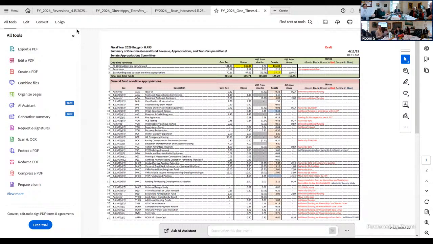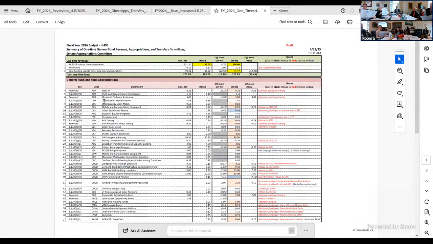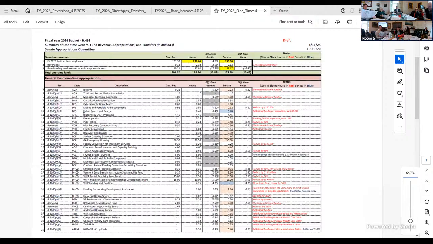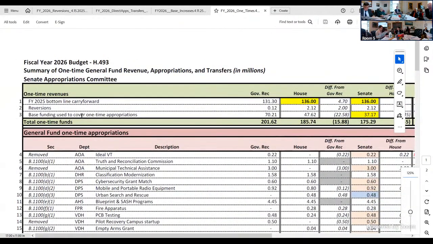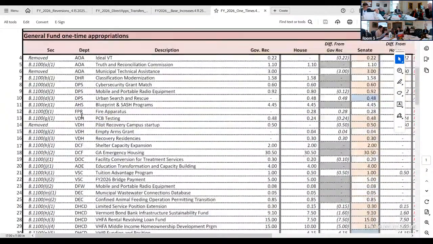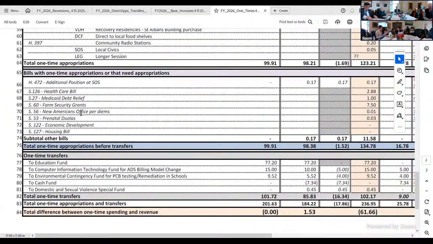So if you are trying to make changes, if you make a change on any one of these sheets, it's gonna affect what you have there. Same with the bills. We have that sheet that has all the money that are in different bills. And this one-time transfer piece is on the very bottom of the one-time sheet, line 76 through 81, is where all those show up separately.